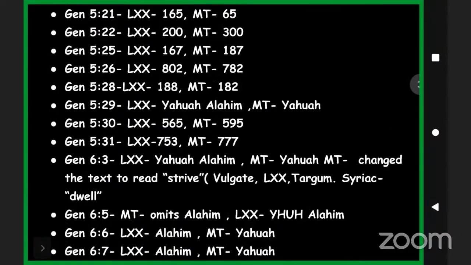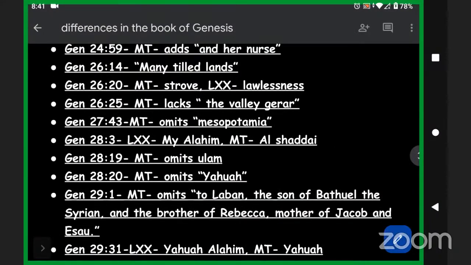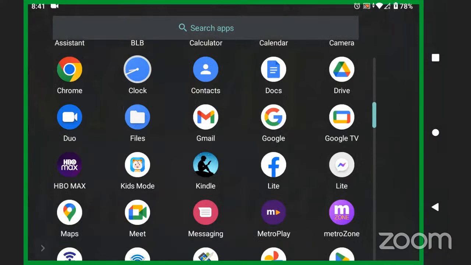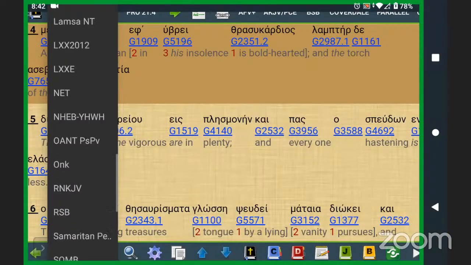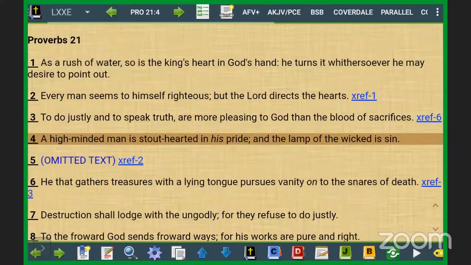So I think we got as far as Genesis 26 or 27 last time. So we might have been right here. I think Genesis 27:43, the Masoretic text omits Mesopotamia. So I'll show you guys what I'm talking about here. Let's go to the MySword. Also, the MySword's a great tool too. It will take you longer; you'll have to flip between translations, but the MySword is a tool for this. So go to LXXE, which by the way, is the Roman numerals LXX, 70, in English E.